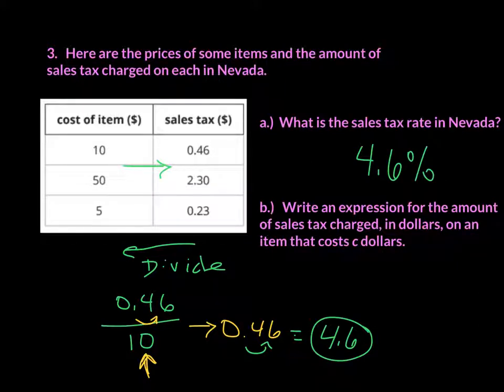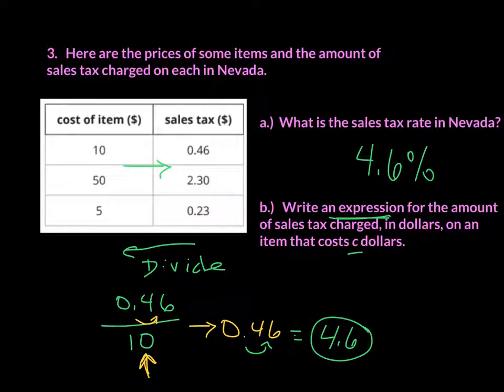Write an expression. So remember, an expression does not have an equal sign. We don't have to write an equation like we did in the last problem. We're writing instead an expression for the amount of sales tax charged on an item that costs C dollars.